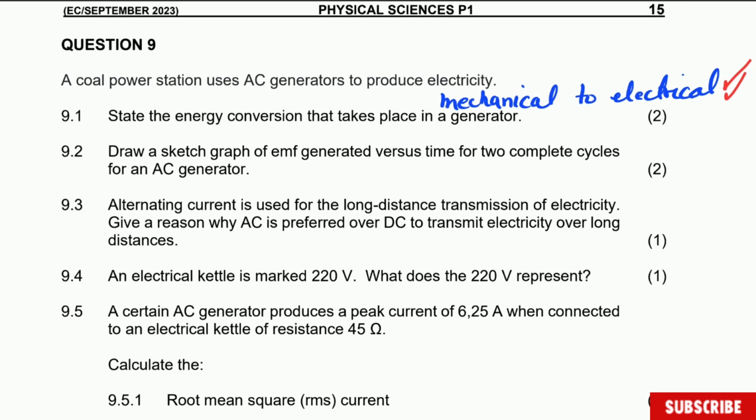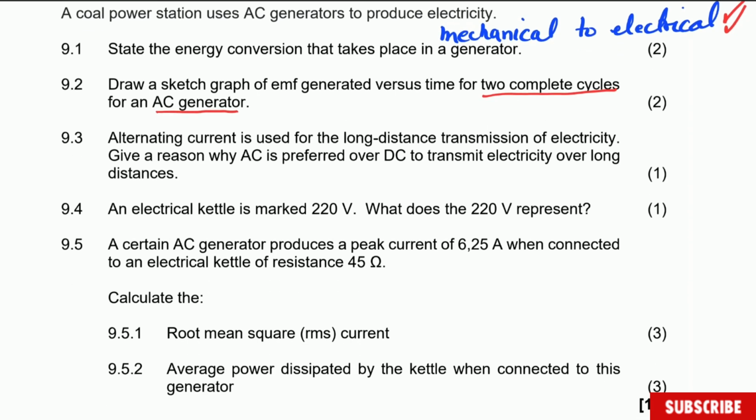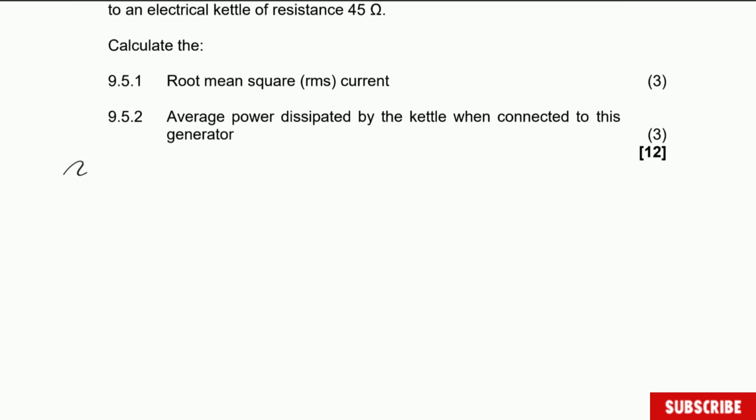Draw a sketch graph of EMF generated versus time for 2 complete cycles for an AC generator. Remember, this type of graph will be either a sine graph or a cosine graph, either one. But in this case, they want you to do 2 complete cycles. Okay, so let's quickly do that graph roughly here. This one is question 9.2. Okay, so the one EMF versus time.